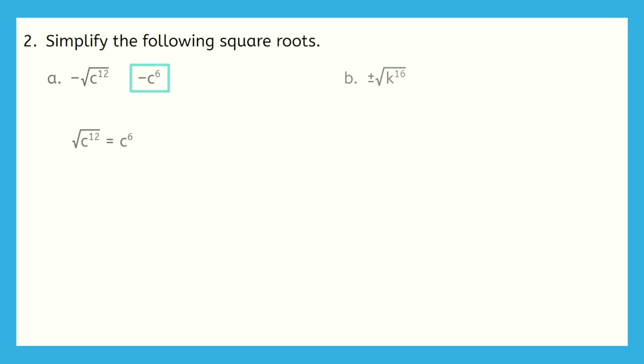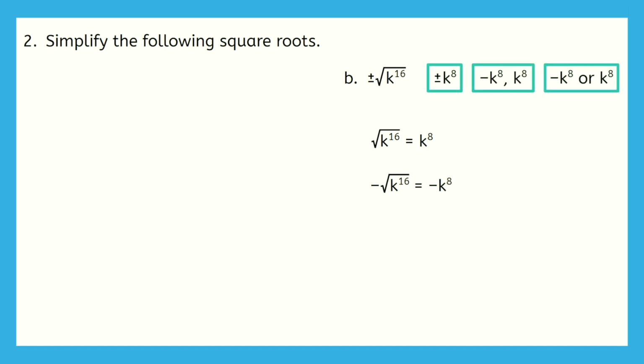For the second part, we need to include both the positive and negative square roots. The positive square root of k to the 16th power is k to the 8th. So the negative square root is negative k to the 8th. Be sure your answer includes both roots with proper notation. Check that your answer matches one of these three.